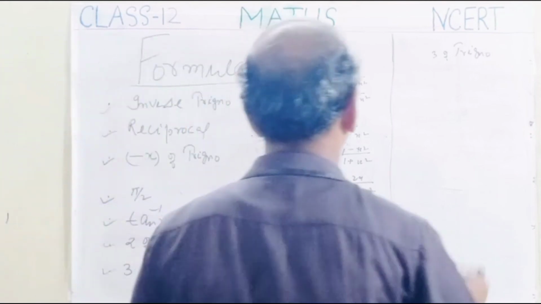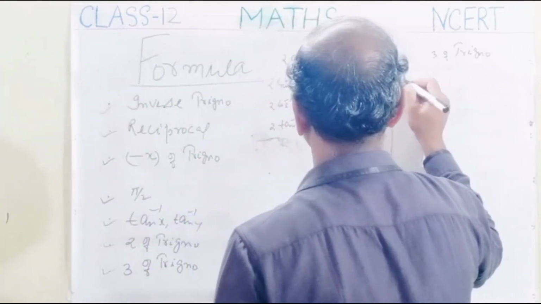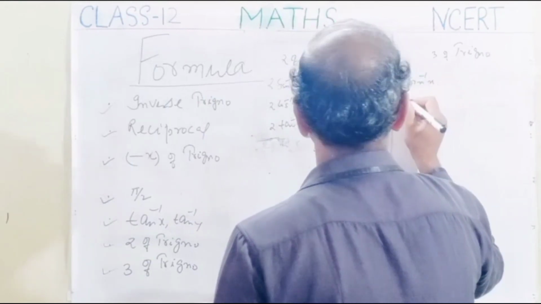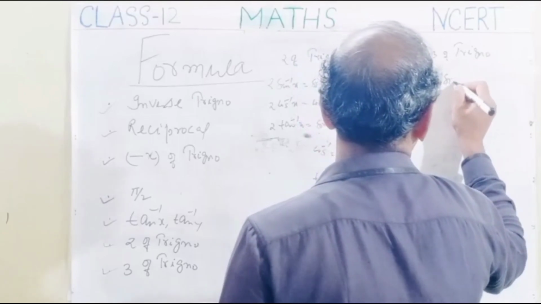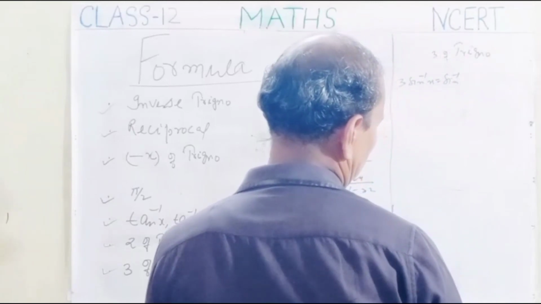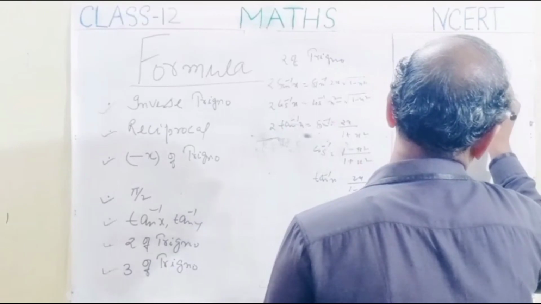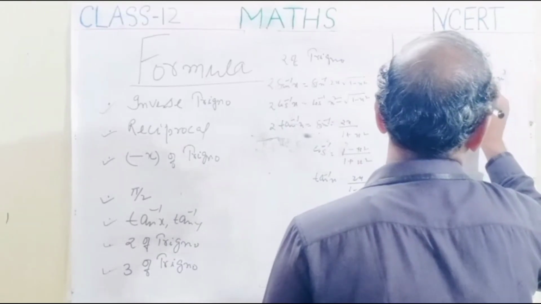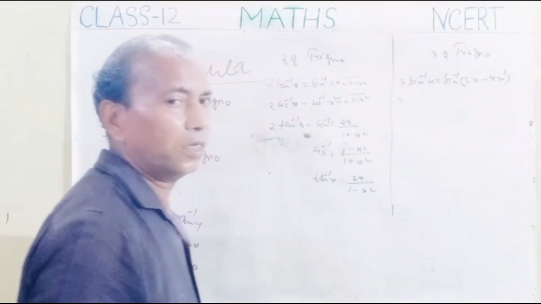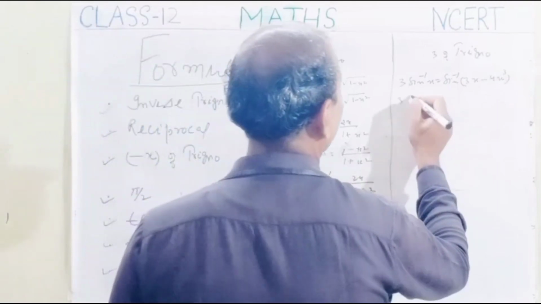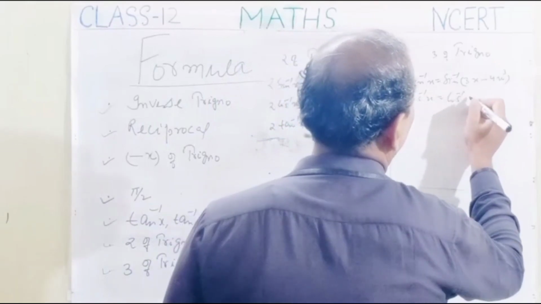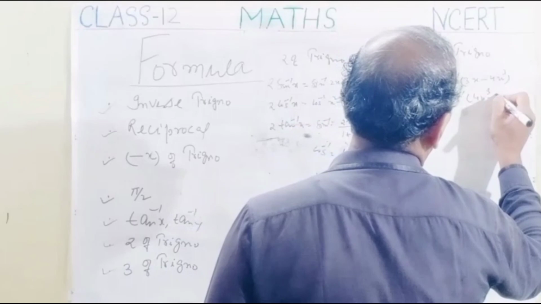Now 3 of trigono. This is 3 sin inverse x. 3 sin inverse x is equal to sin inverse 3x minus 4x cube. And 3 of this cos inverse x: 3 cos inverse x is equal to cos inverse 4x cube minus 3x.